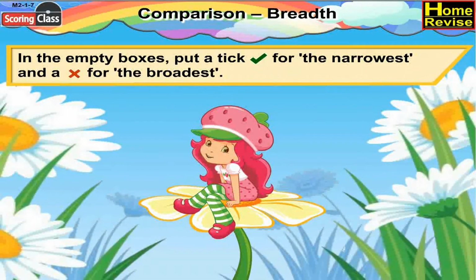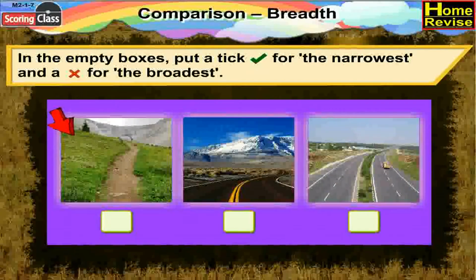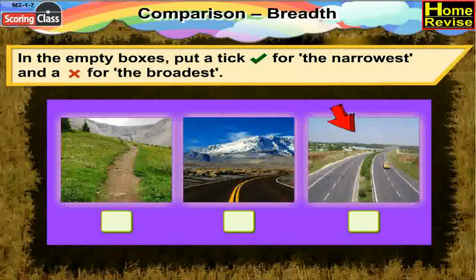In the empty boxes, put a tick for the narrowest and put a cross for the broadest. Now here are three types of roads. Which one is the narrowest? Yes, you're right, my genius. The first road is narrowest. And the third type of road has 6 lanes, so it is broadest.